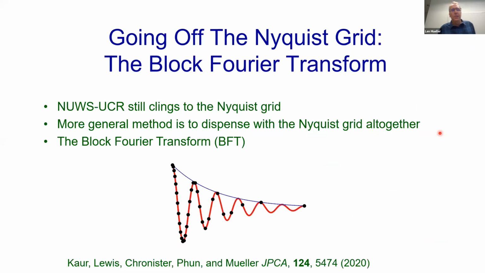Okay, so NUWS UCR is a robust technique, but it still cleaves to the Nyquist grid. And so I want to introduce a second approach that also maintains the full NUS advantage, but allows you to go off the Nyquist grid and may allow us to go to slightly lower sampling densities. And this approach is called the block Fourier transform.